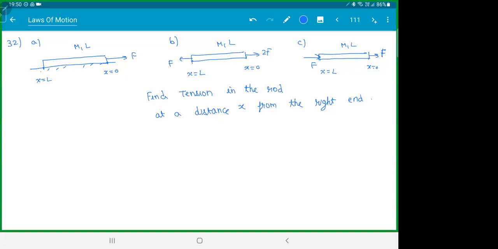Again, the steps are same. Choose a system, draw the FBD, find the acceleration. Wherever you want to find tension, cut it there. So just to give you a little help, I'm asking you tension somewhere here. So I want you to cut it here and find the tension there. That's what I'm asking. So after cutting, then draw the FBD of that part and finish it off.